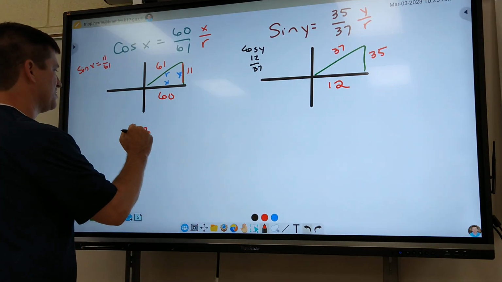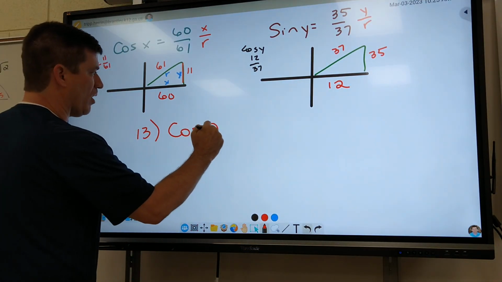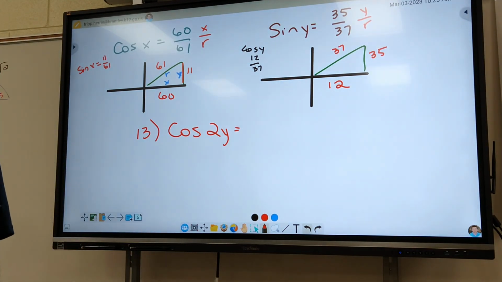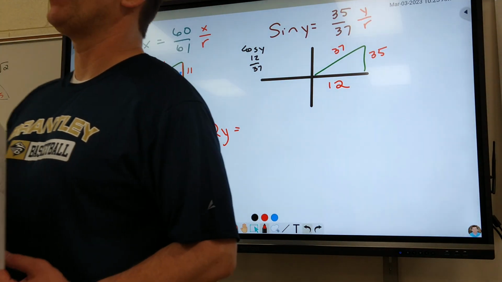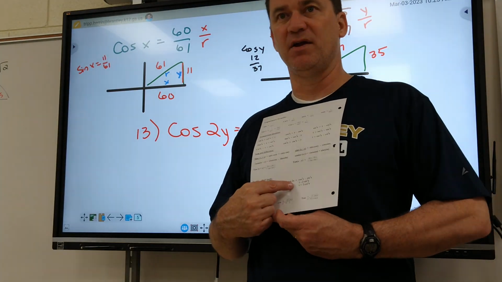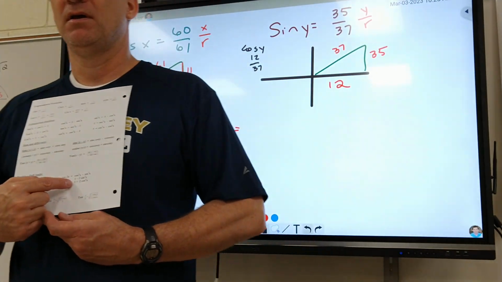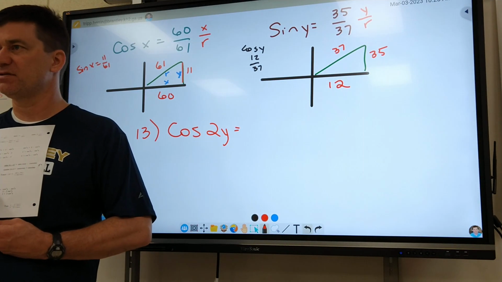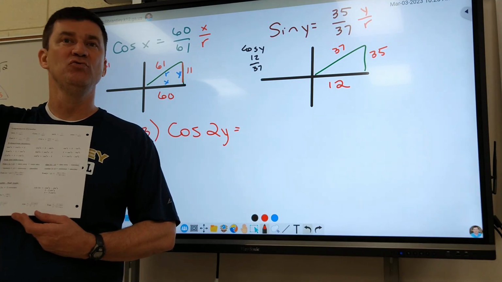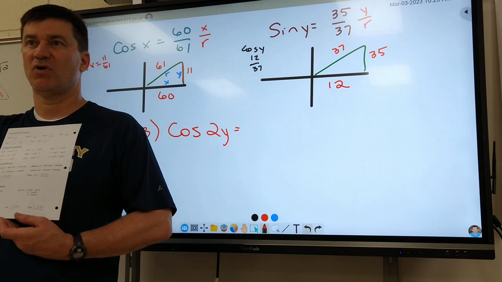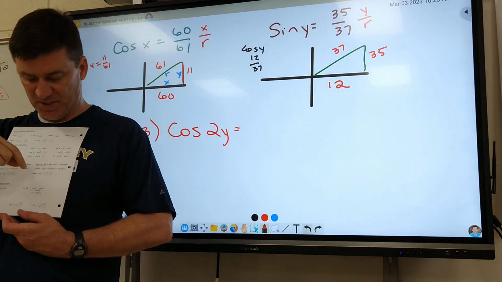13 says cosine of 2y. Is that correct? All right. We don't have a formula on our sheet for that, do we? What's the closest thing we've got? We've got a cosine of 2x right here. Y'all find it on your formula sheet. Does everybody have 3 formulas for that cosine of 2x? Mark out the bottom 2. We're only going to use the top. We're only using the top formula.